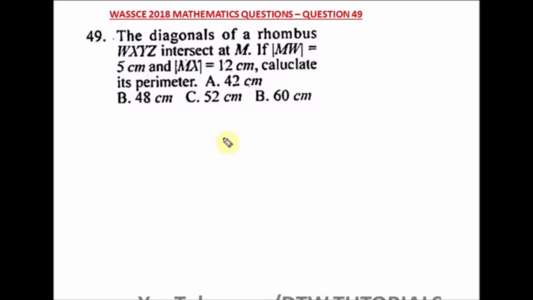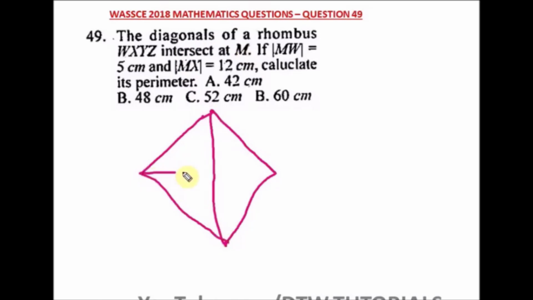Question 49 of the WASSCE 2018 Mathematics Past Question, that's your WAEC exams. It says the diagonals of a rhombus WXYZ intersect at M. This is the rhombus. A rhombus has all sides equal, remember? The diagonals intersect at M. Sorry, my diagram is supposed to look equal. Let's write this: we have W, X, Y, and Z.